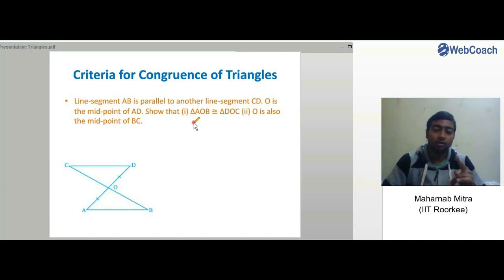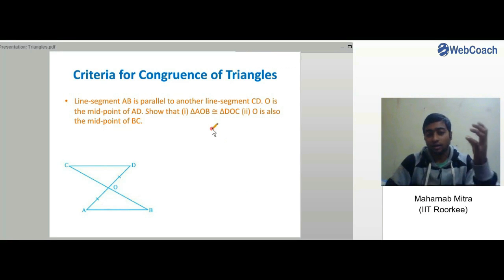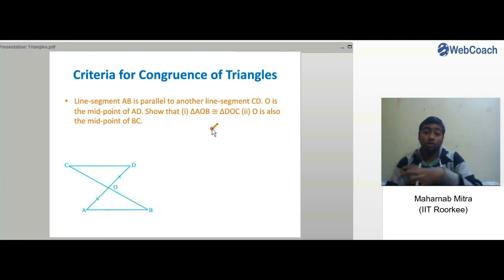Show that, first, triangle AOB, which is this triangle, must be congruent to triangle DOC. So first we have to show these two triangles are congruent to each other, and then O is also a midpoint of BC. We have to show that O must also be a midpoint of BC, or BO must be equal to OC, right? We have to show these two statements, and the congruency should be shown in this particular order. AOB must be congruent to DOC, or A should be overlapped on D, O is overlapped on itself, and B is overlapped on C. So let us try to do it.